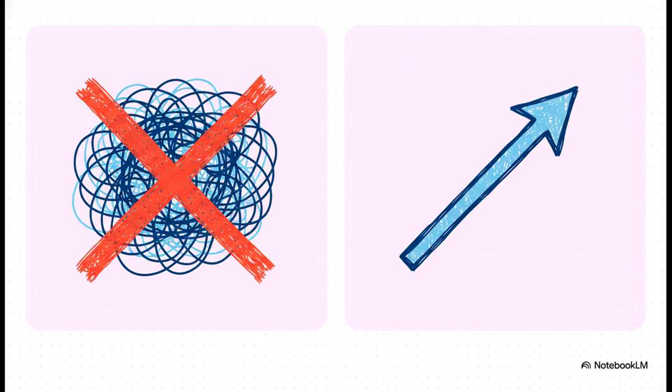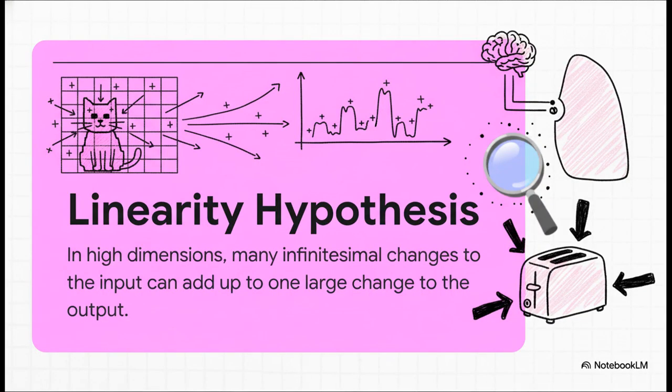The paper's big claim is that the real culprit is how these models behave in a surprisingly linear way when they're dealing with lots and lots of dimensions. So here's the big idea, the linearity hypothesis. For an AI, a picture isn't a picture. It's just a giant list of numbers for every single pixel, right? So it's like a point in a space with millions of dimensions. And in that massive space, these neural networks act in a very straightforward linear way.